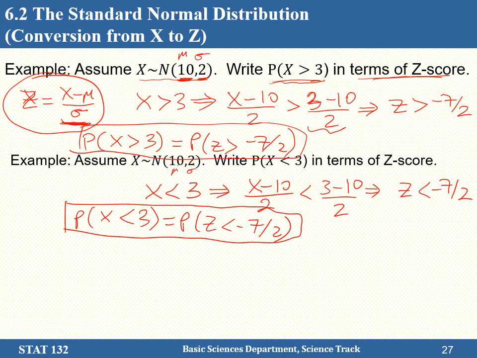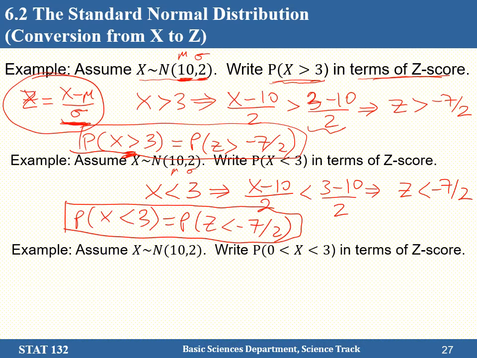The difference is the direction of the sign here. And let's look at another one.